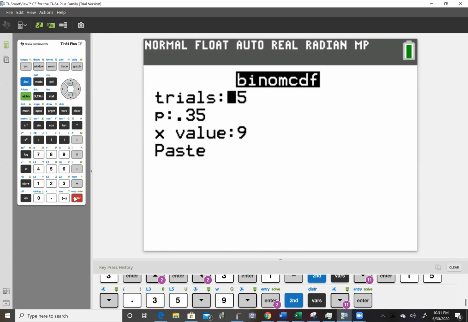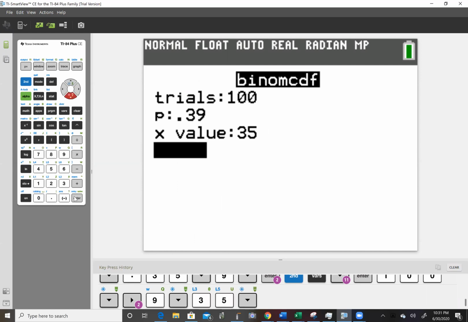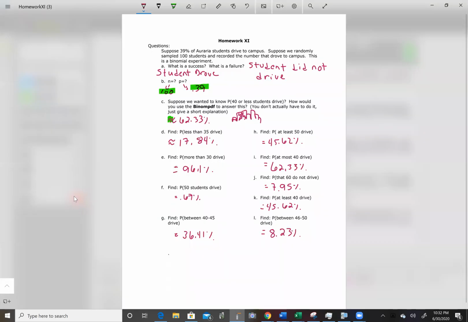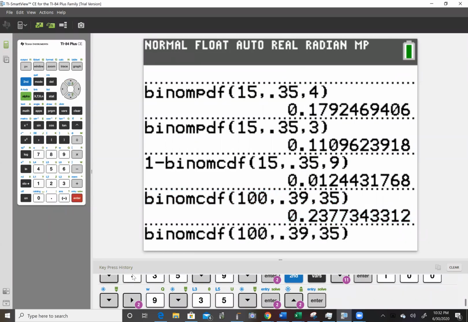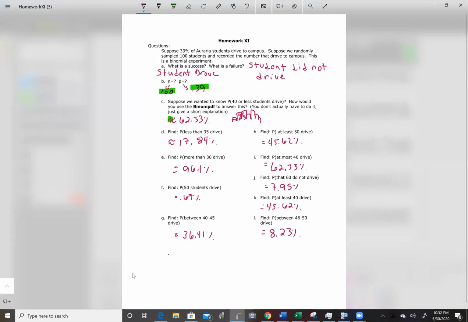The binomial CDF, we have 100 trials. Our probability is 0.39. We are looking for 35. Oh, less than, so 35, sorry, I should have put in 34. Because it wasn't gonna be equal to 35. There we go, 17.84. Perfect, exactly what I got before.